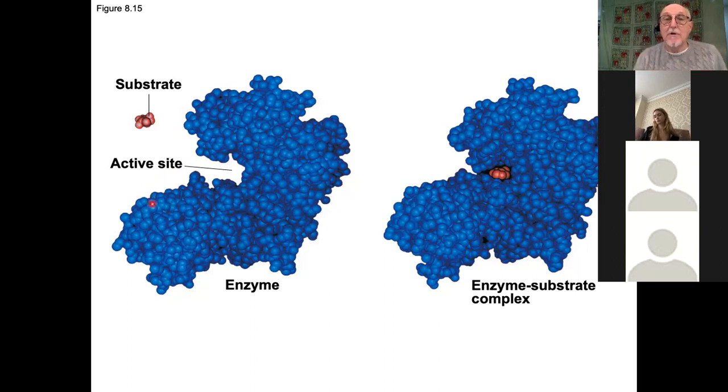The protein portion of the enzyme on its own is called the apoenzyme. When it's bound to everything it needs and is ready to function, it's called the holoenzyme. Okay. All right.